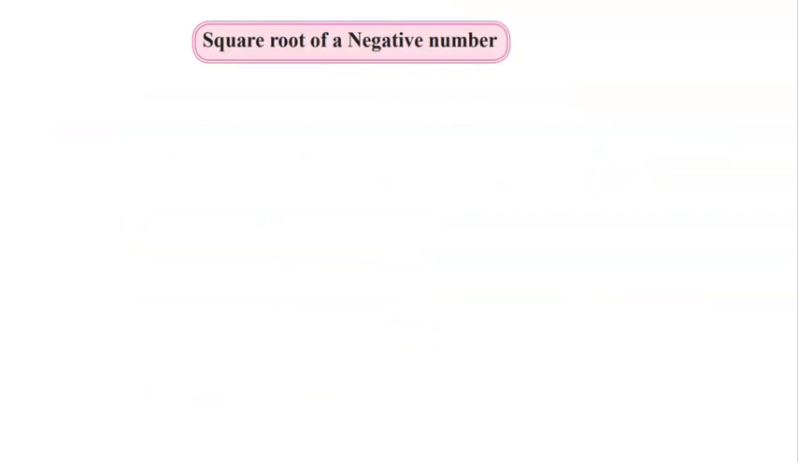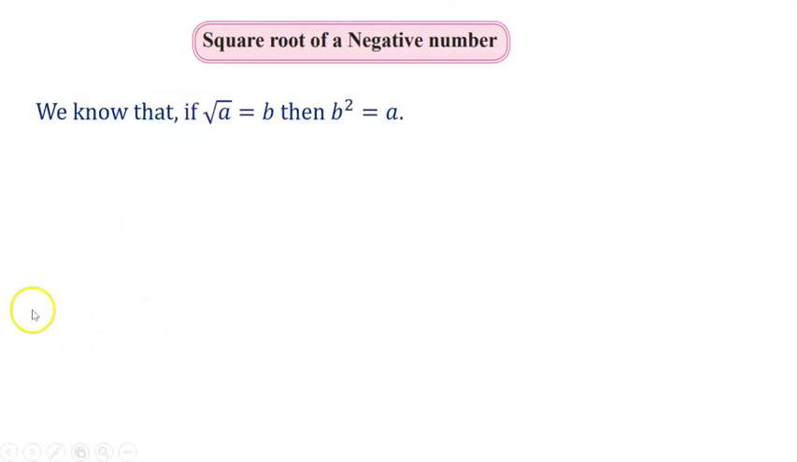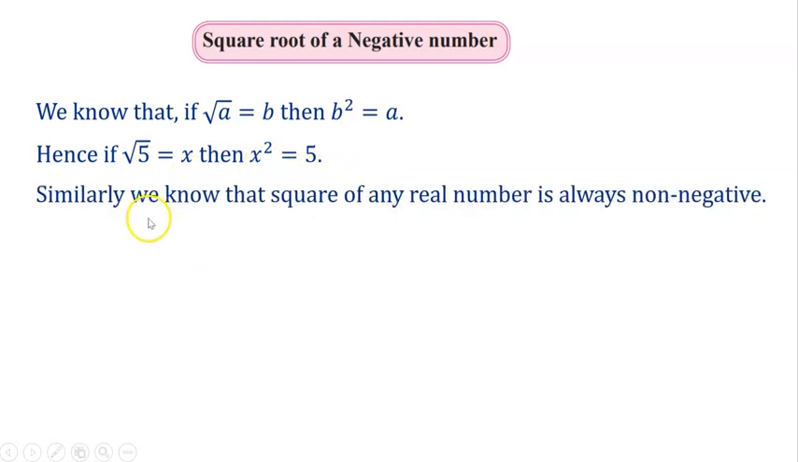Now, square root of a negative number. We know that if root A is equal to B, then squaring on both sides, B square is equal to A. Hence, if root 5 is equal to x, then squaring on both sides, x square is equal to 5. Similarly, we know that the square of any real number is always non-negative.